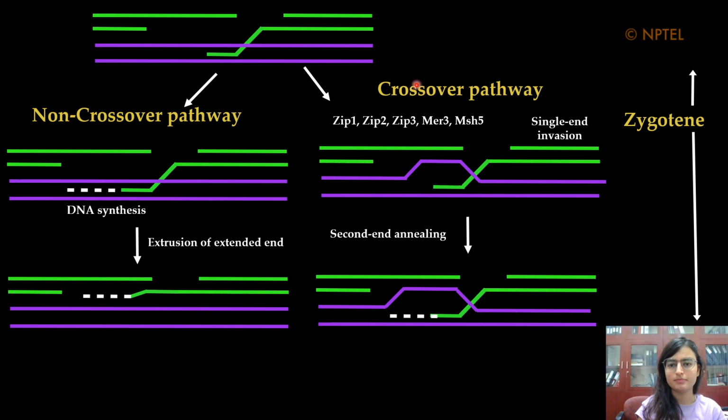On the contrary, in the crossover pathway, there are several proteins, namely ZIP1, 2, 3, MER3 and MSH5. These proteins facilitate single-end invasion. So what happens is, as we see here, the single-stranded DNA invades the homologous template. DNA synthesis is similarly primed. However, now in this case, another sort of intermediate, which is called a double Holliday junction, will be formed, which is not formed in the case of the non-crossover pathway.